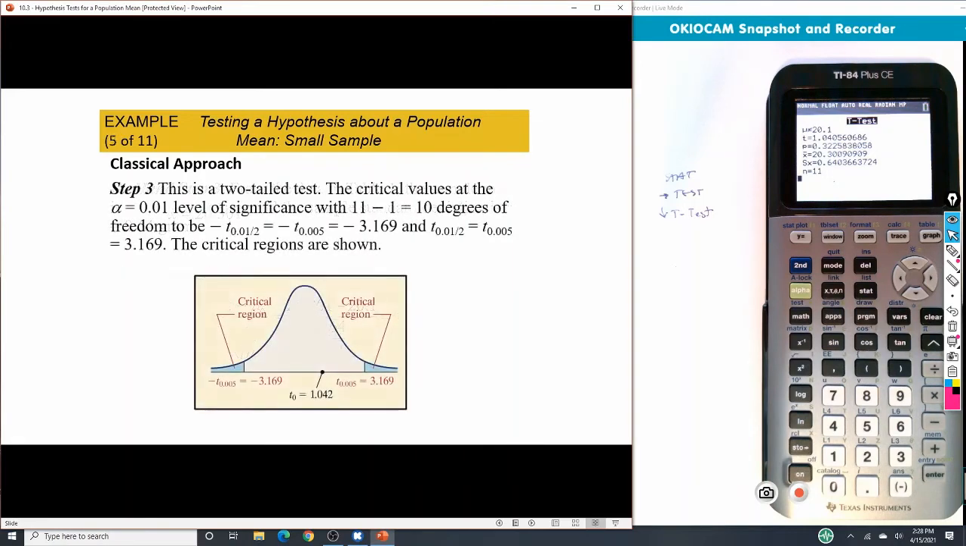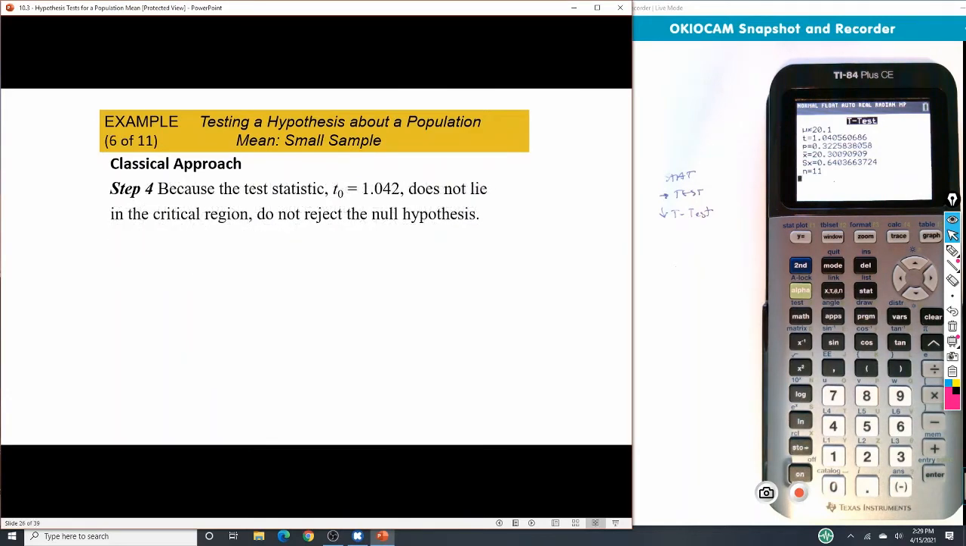All right, and so we compare that to our level of significance of 0.01 at 10 degrees of freedom. Now, because it's two-tailed, we got to split that apart and look at it as 0.005, both the negative and the positive there for those. But we are in between those, so we would not reject the null hypothesis. Okay? For those. Do not reject.